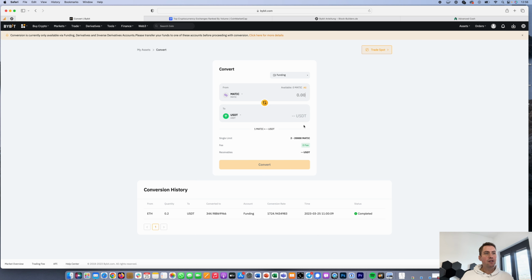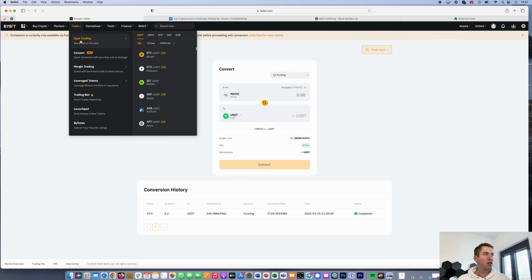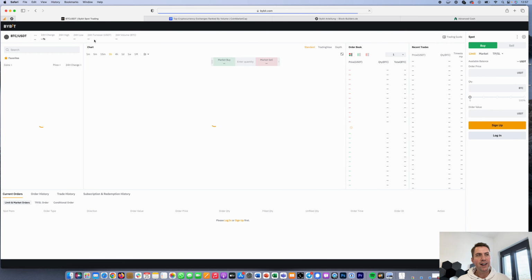And then it gives you a price estimate here, and then you can just click convert, and you would automatically get USDT here, or any other currency, whatever you want. So that's the easiest way. Besides that, you can also use the regular spot trading interface.